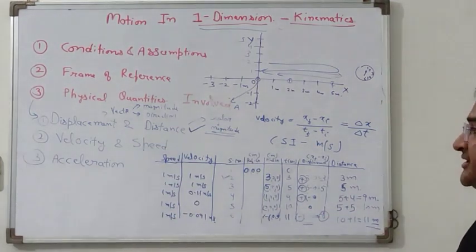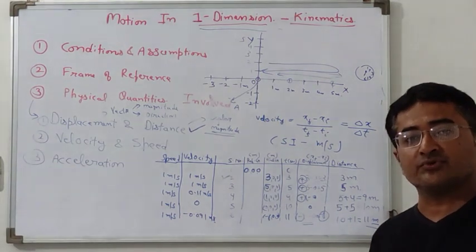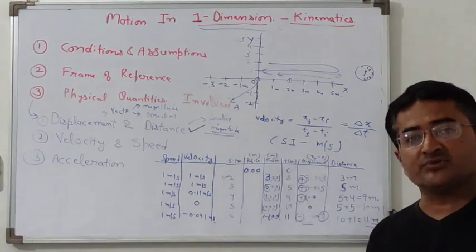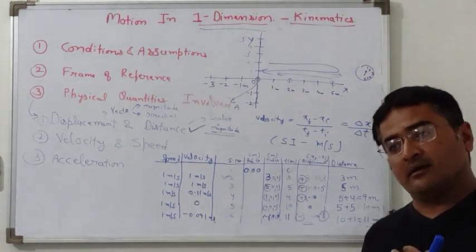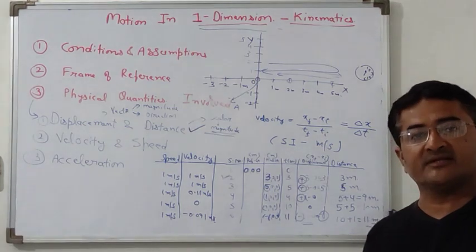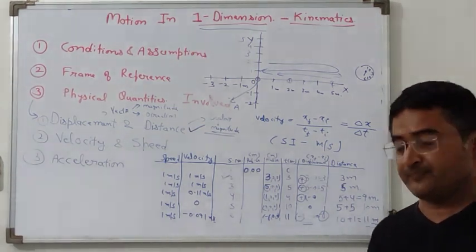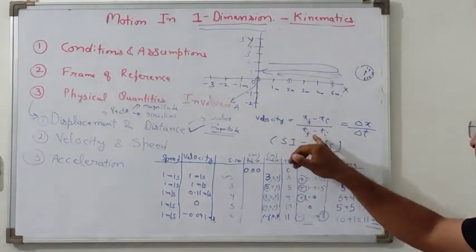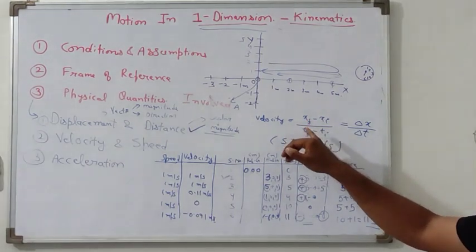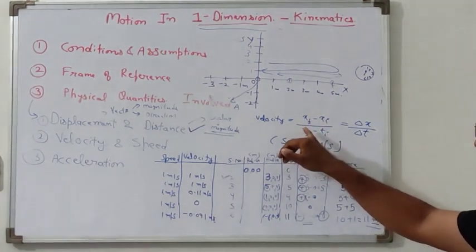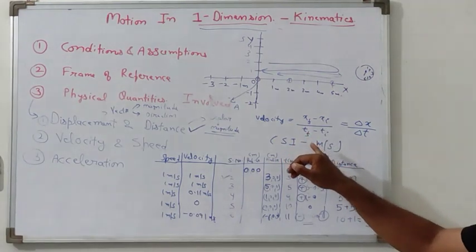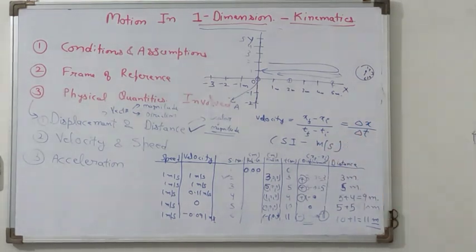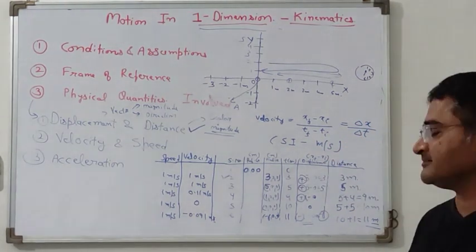So what is velocity? Velocity is the change in position of an object with respect to time, or we can say change in position divided by time. And finally we can say that it is displacement divided by time. So here velocity is xf minus xi divided by tf minus ti, where xf is the final position, xi is the initial position, tf is the final time, and ti is the initial time. We also represent it by delta x by delta t, where delta represents difference.